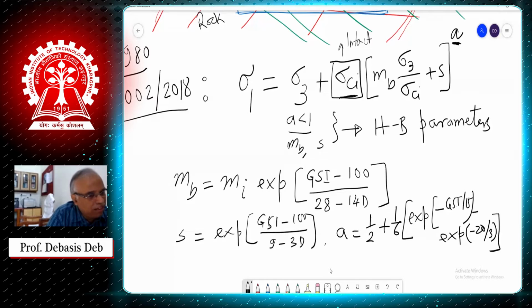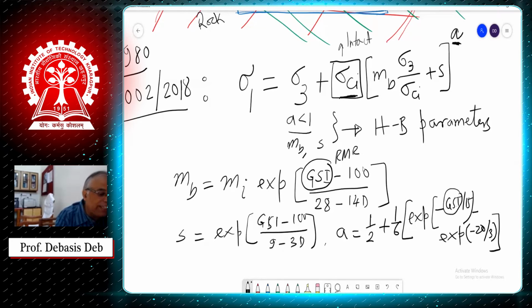You know what is RMR? Yes, sir. It is the next version of that. Okay. It's called GSI, Geological Strength Index. It is same like RMR. You can also use RMR. Okay. So it is in the book. You can replace this GSI by RMR also, if you like.